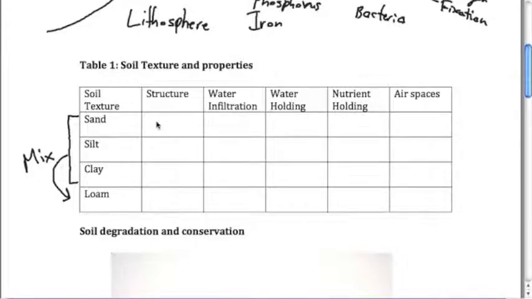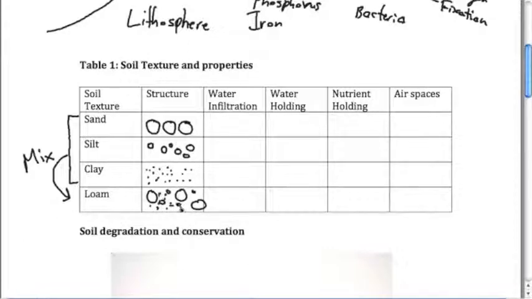So sand particles are often bigger particles. Silt particles are often a bit smaller than sand. And then clay particles are very, very tiny particles. And the structure of these particles is what makes these other things different in these different types of soil. And loam, of course, as I said, is like a combination of these different types of things. So we've got sand, silt, and clay, and a mixture of those is what we call loam. So we've got all three types in this loam.